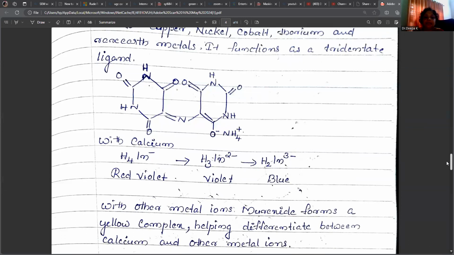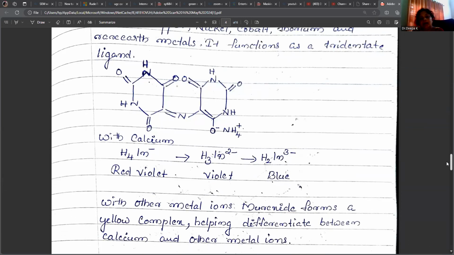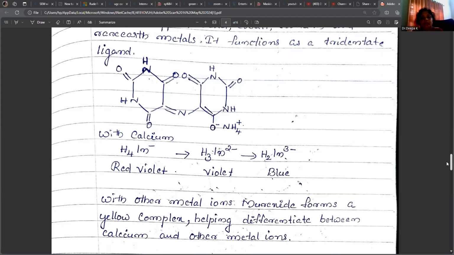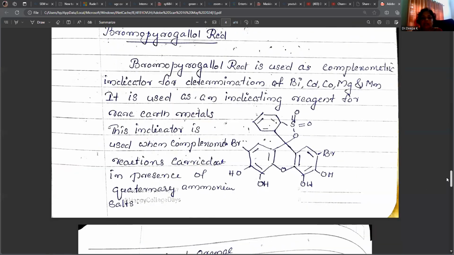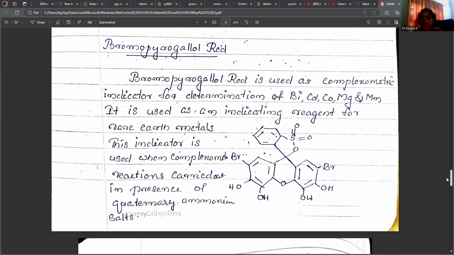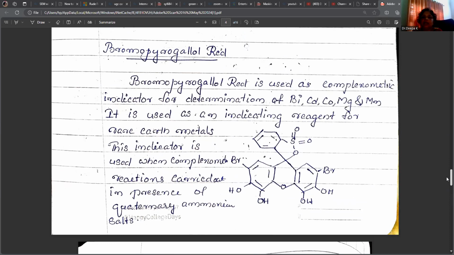But with calcium, it will form a red violet complex, and with other metal ions it will form a yellow complex, and we can detect the presence of calcium using this indicator.